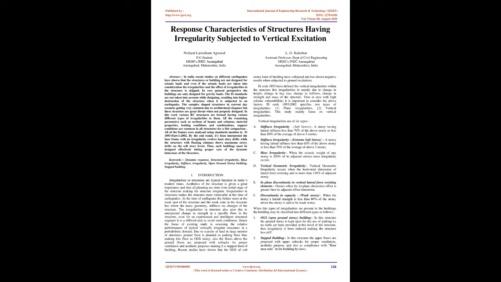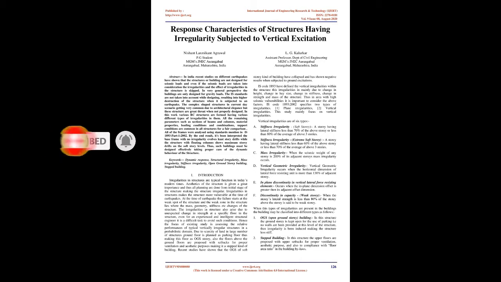In this work, various RC structures are formed having different types of irregularities in them. All the remaining parameters, such as sections of beams and columns, material properties, loading conditions and combinations, and support conditions, are common in all structures for a fair comparison. All of the frames were analyzed using the standards mentioned in IS 1893 Part 1:2002.